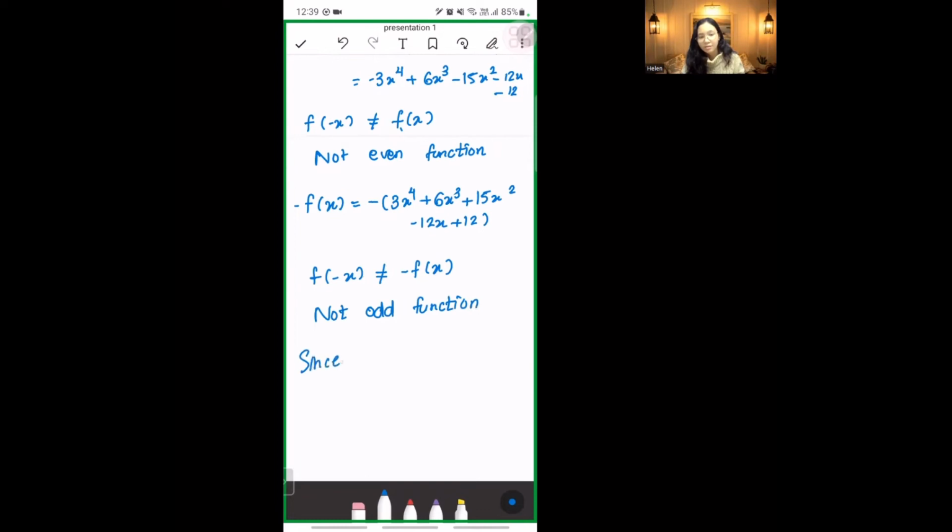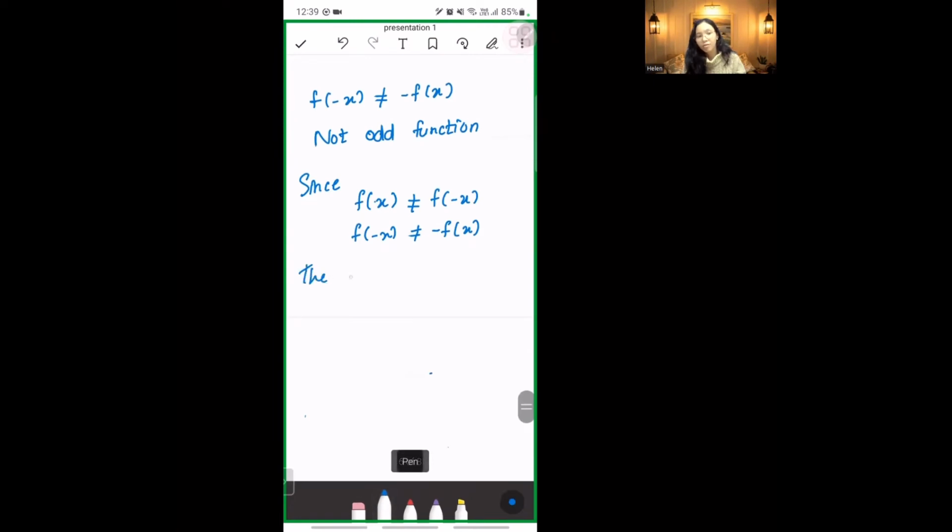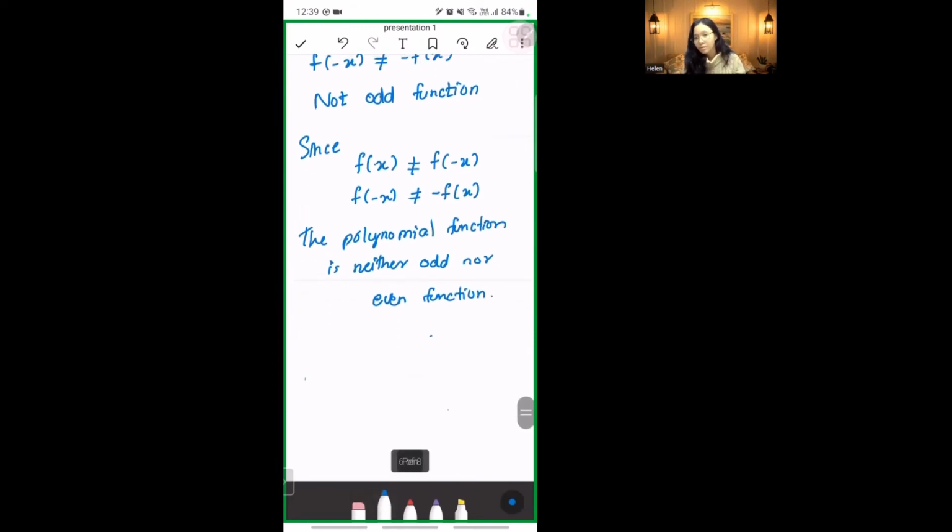And as I have said earlier, since f of x is not equal to f of minus x, and f of minus x is also not equal to minus f of x, we will have to say our polynomial function is neither odd nor even function. And we will have to keep in mind that since it is neither odd nor even function, it has no symmetrical properties as well. So it is not symmetrical.